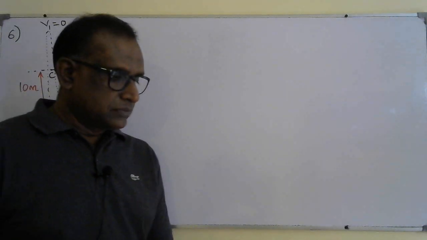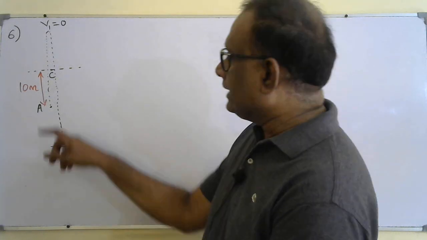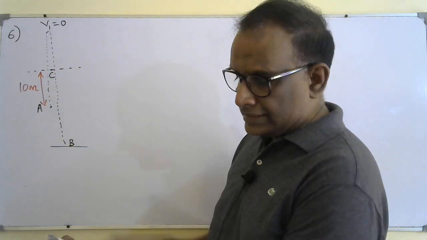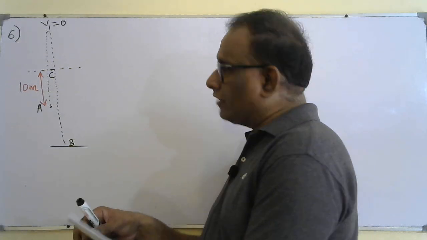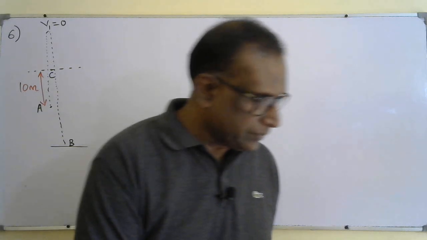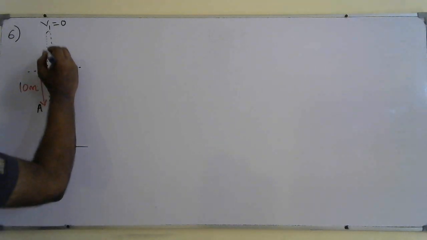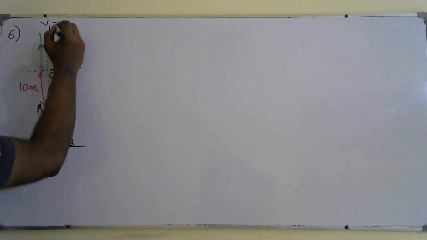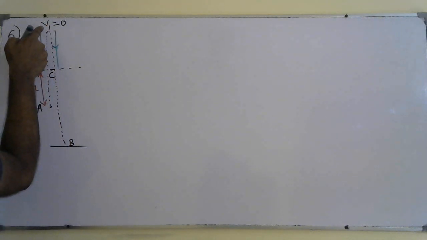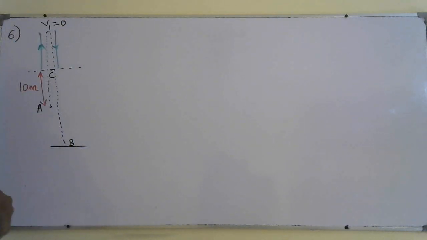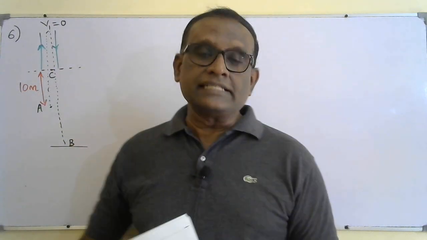Okay, so same question, question number 6, part C. The point C is 10 meters vertically above A. So this is the point C, which is 10 meters above point A. Find the length of time for which the particle is above C. So the length of time the particle is above C means the time taken by the particle to move from C to the highest point, and from the highest point to C again. What's the total time taken? That is the question we need to find.